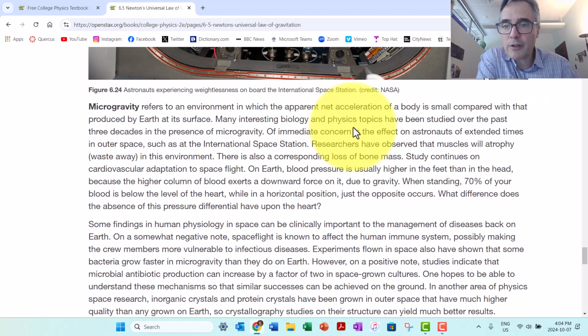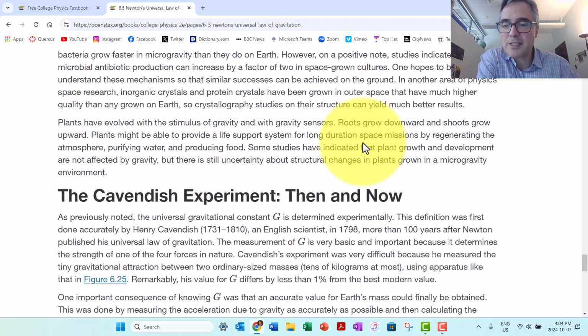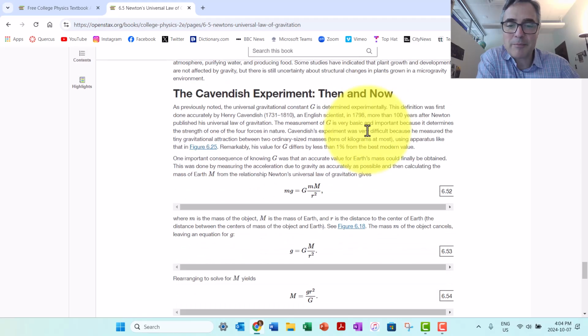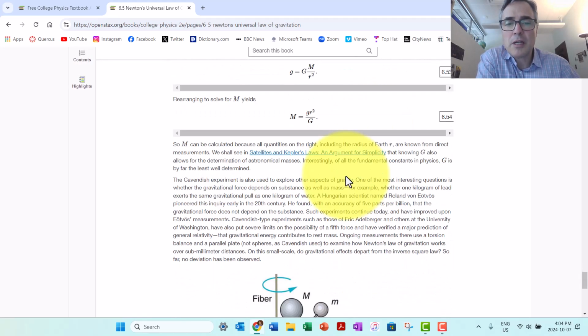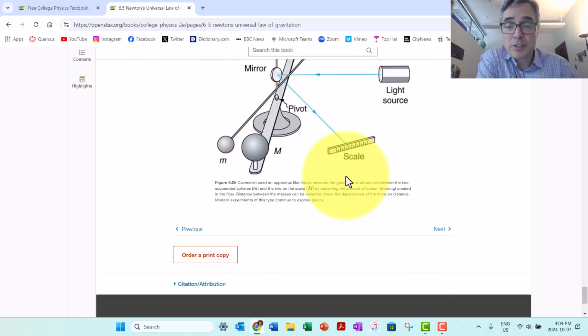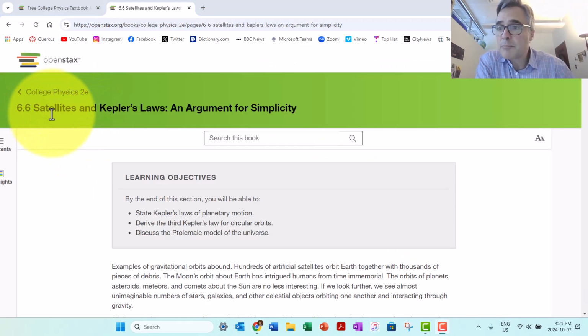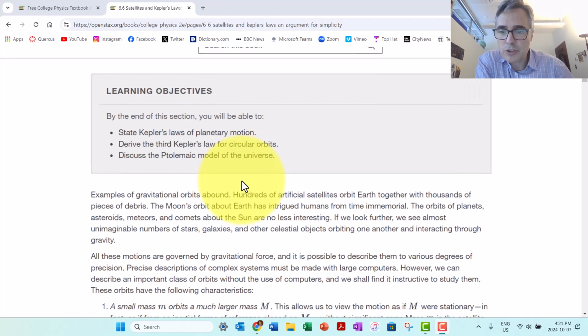But once you are in free fall, you can do microgravity experiments. They have a Cavendish experiment, which can be done in space to measure capital G very precisely. And the last section of chapter 6 is about Kepler's laws of planetary motion.